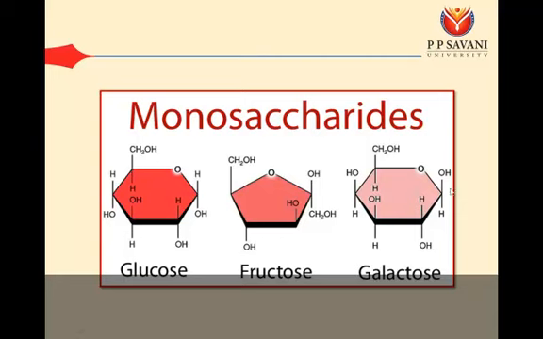The most common examples of monosaccharides are glucose, fructose and galactose. Glucose and galactose have aldehyde as a functional group, whereas fructose has ketone as a functional group.